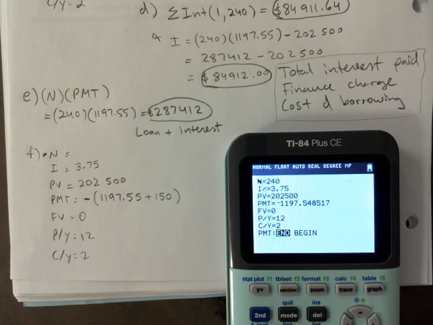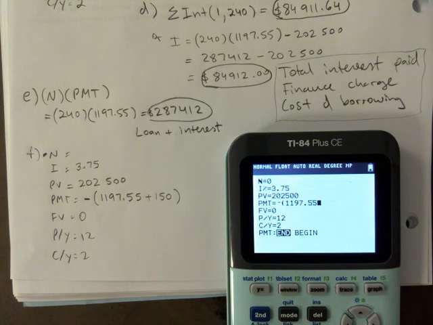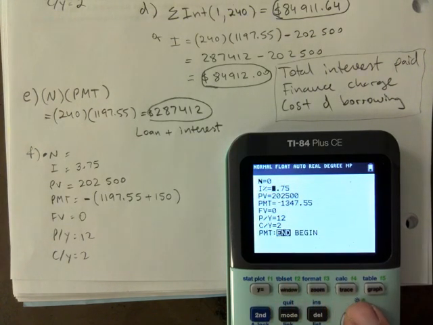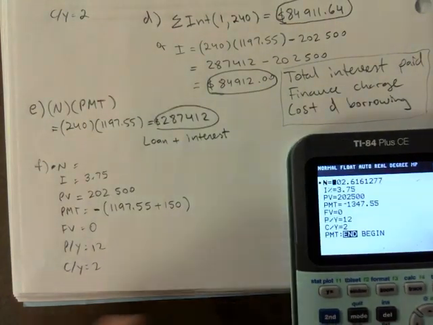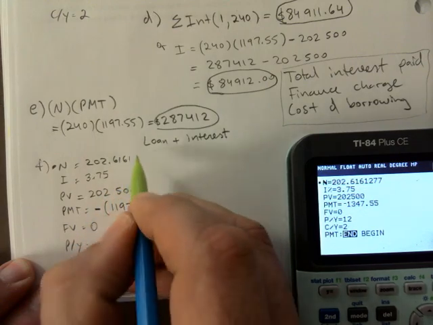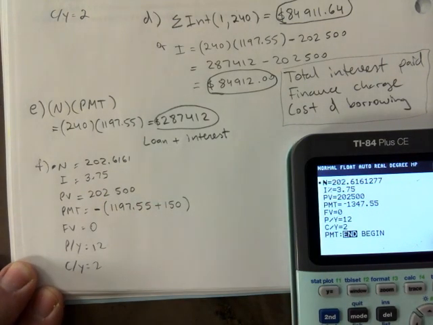Okay, so this is to be calculated. So I go to my payment and watch what I do. You got to be very careful to put the brackets there because all of it should be negative by the time you're done. Okay, so that's my payment now. I leave everything else the same. I go to N, I go alpha, enter. And this is now 202.6161. Let's do 4 decimals, that should suffice.